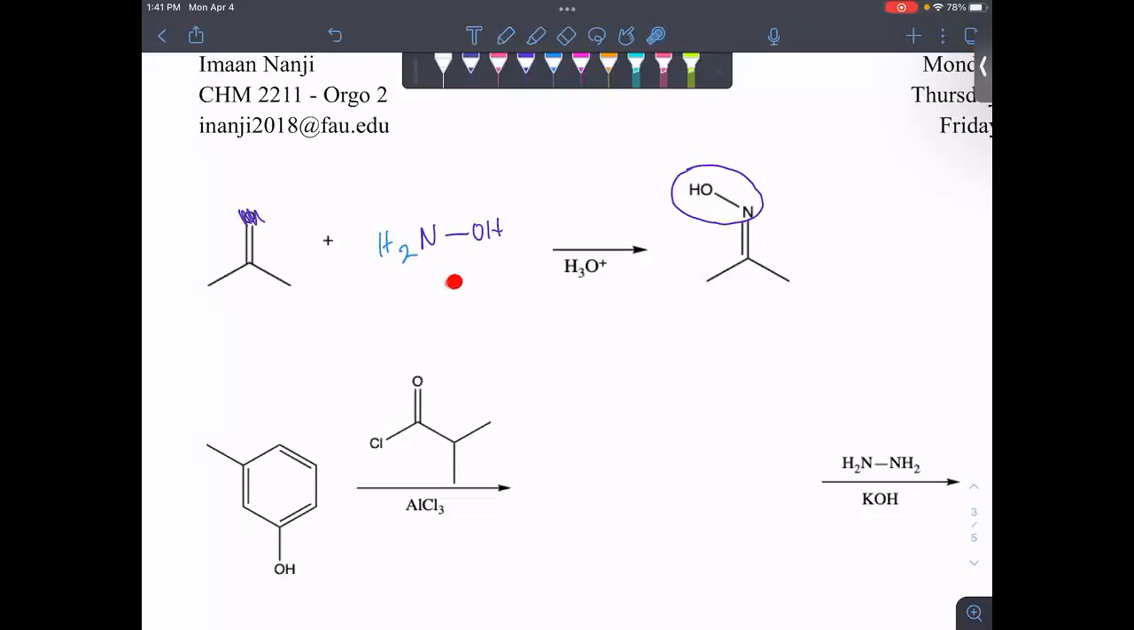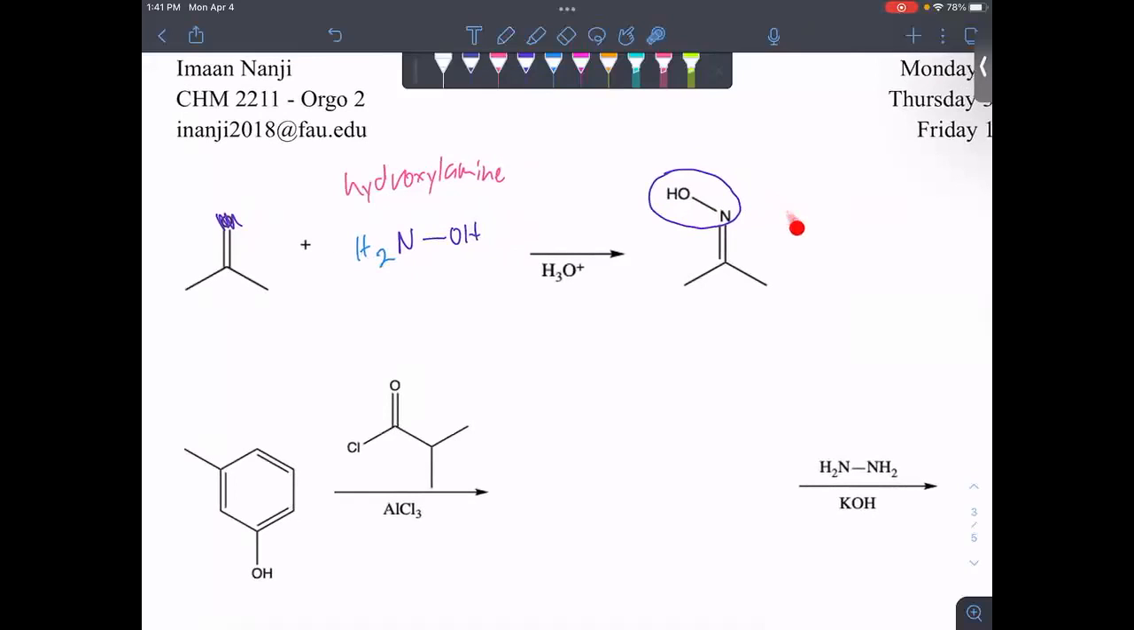So this group, H2NOH, is called hydroxylamine. And you should recognize that aldehyde or ketone plus hydroxylamine gives you this final functional group, which is called an oxime.